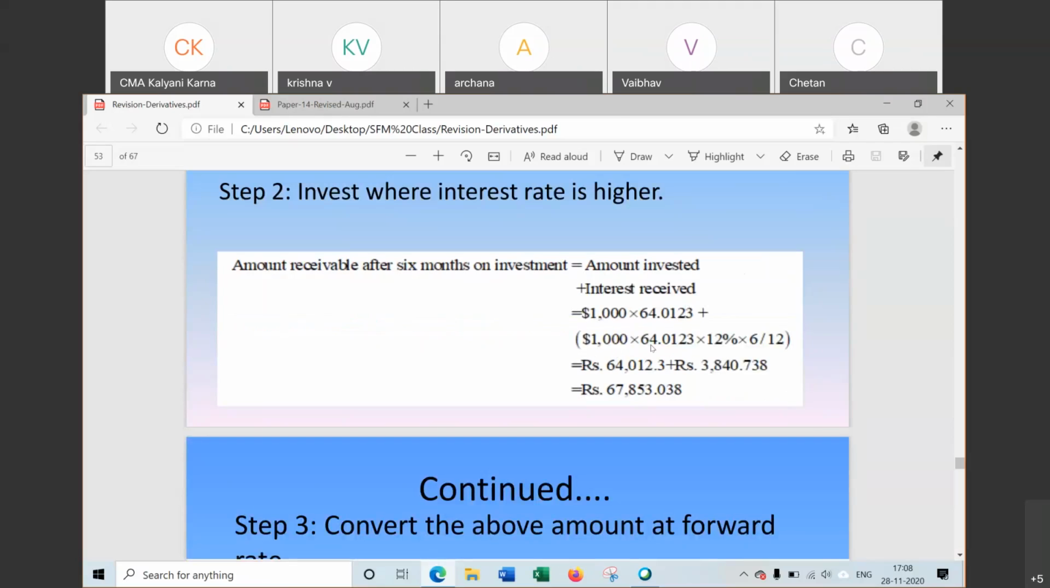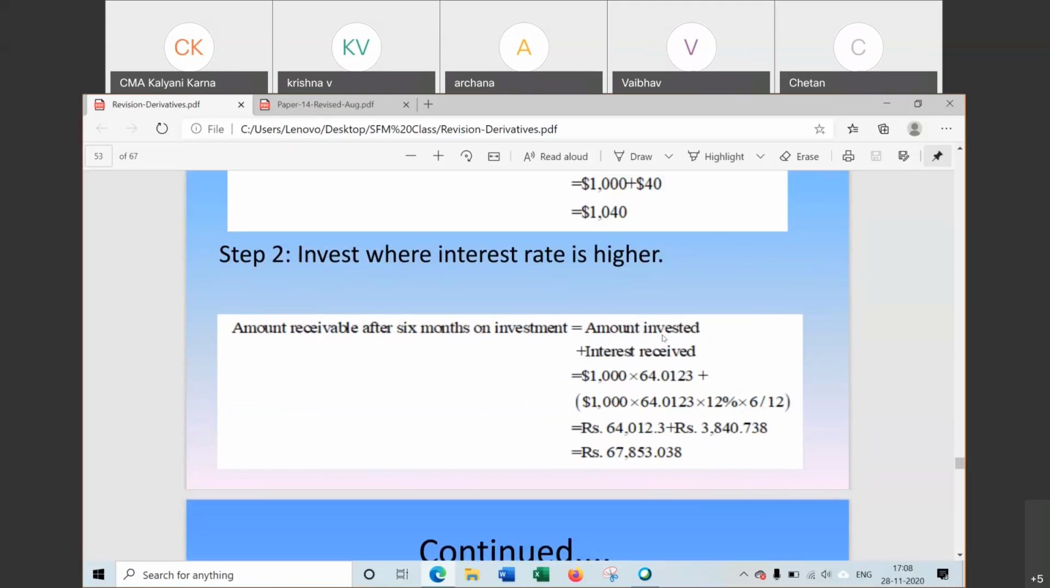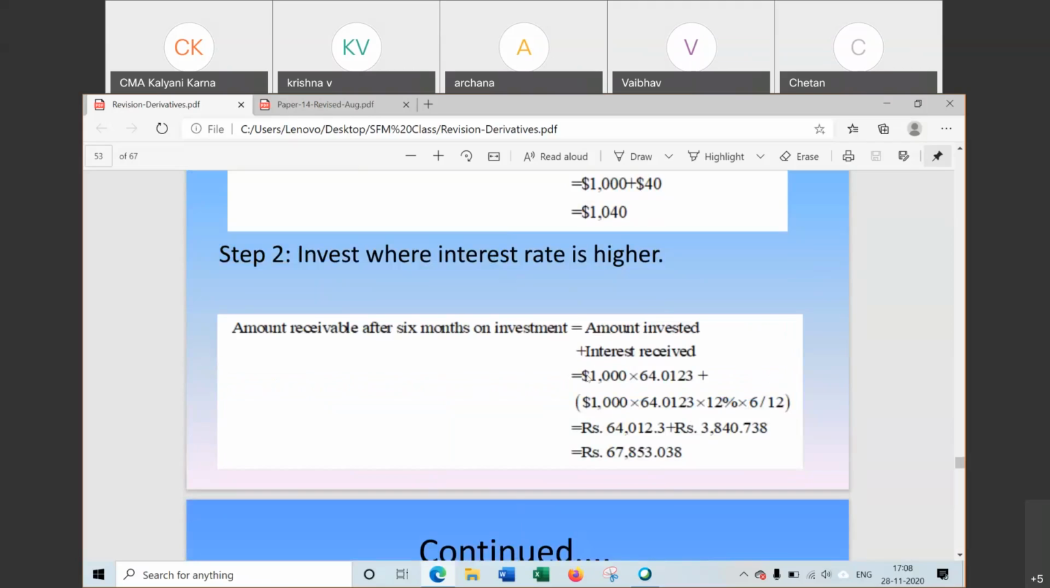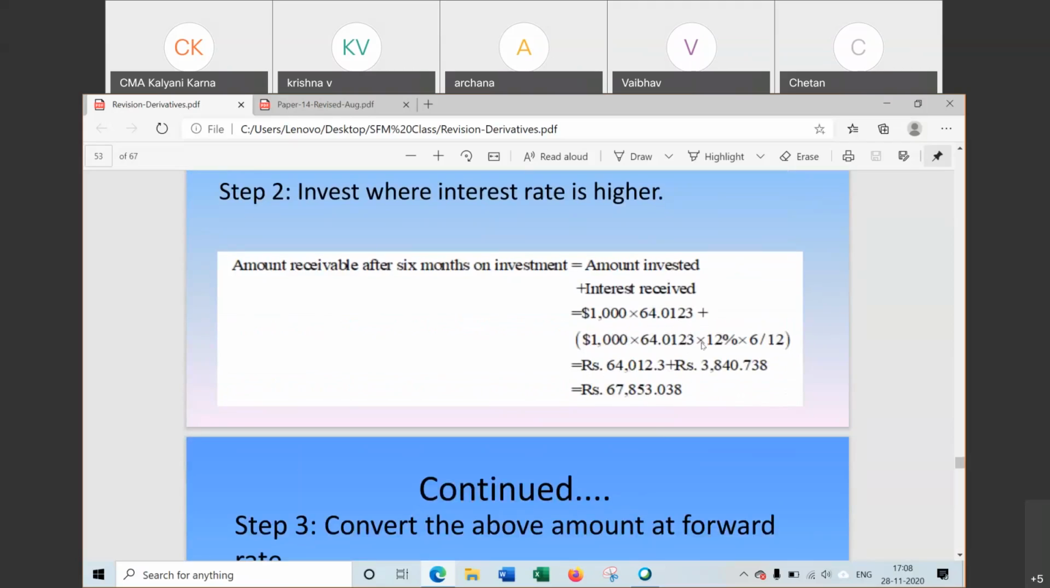Suppose investment is made in India, then we will convert the dollar. If I have dollars, then I will convert the dollars into Indian rupees. This one will be converted first, and then investment will be made and interest will be calculated.